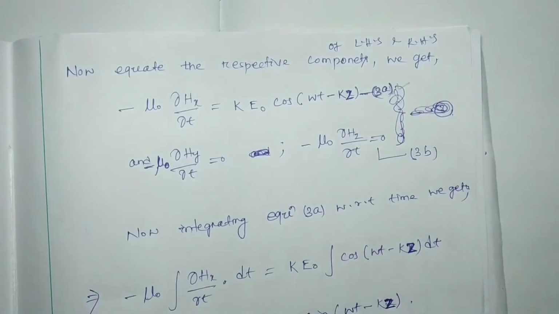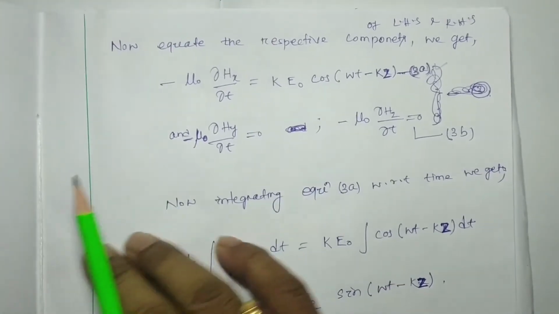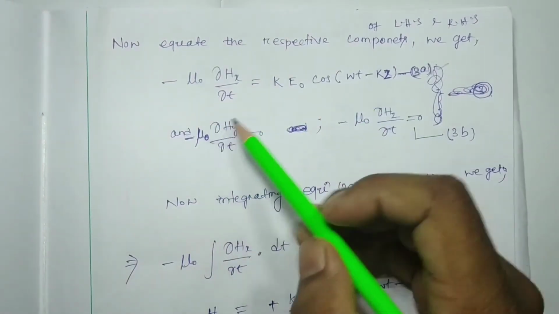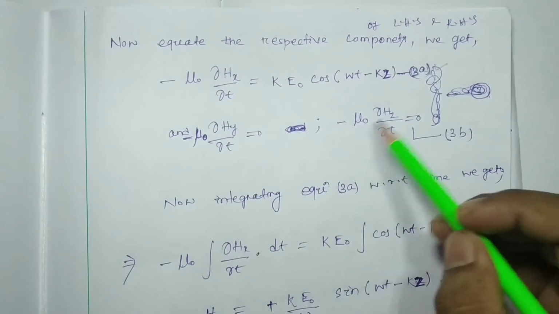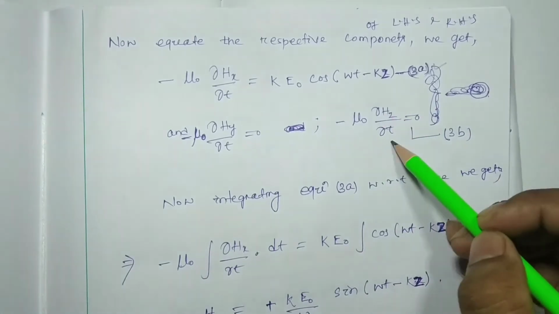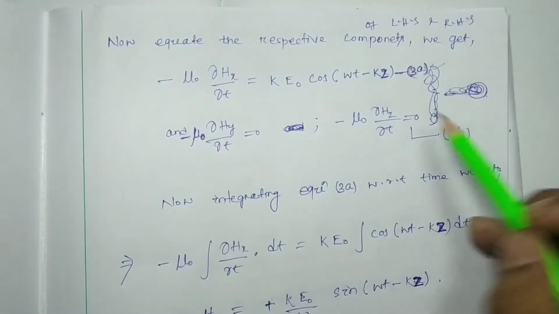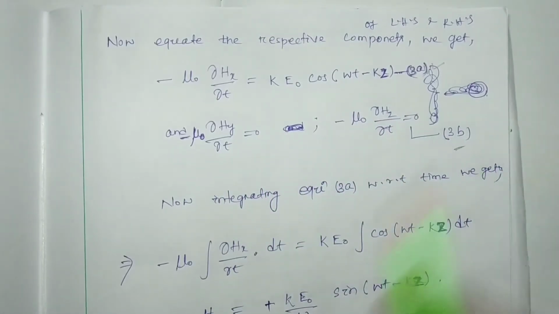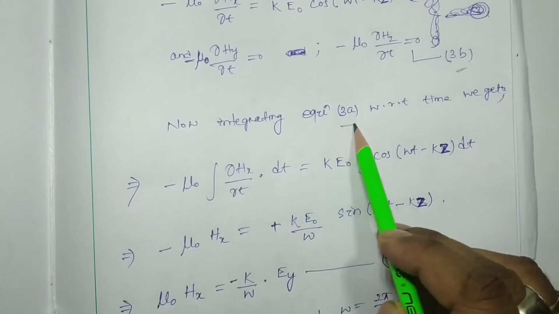And the minus mu 0 del Hy by del t component, if we equate, it will be 0, and minus mu 0 del Hz by del t will be equal to 0. Let both these two be considered as equation number 3b. Now we have to integrate equation number 3a with respect to time.